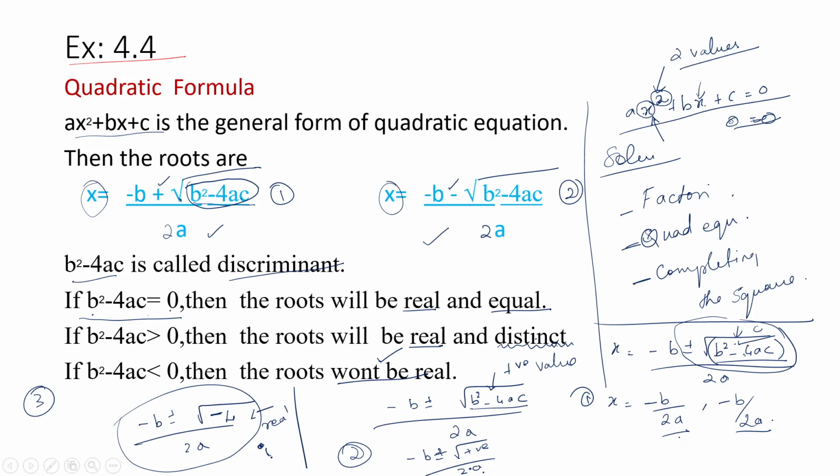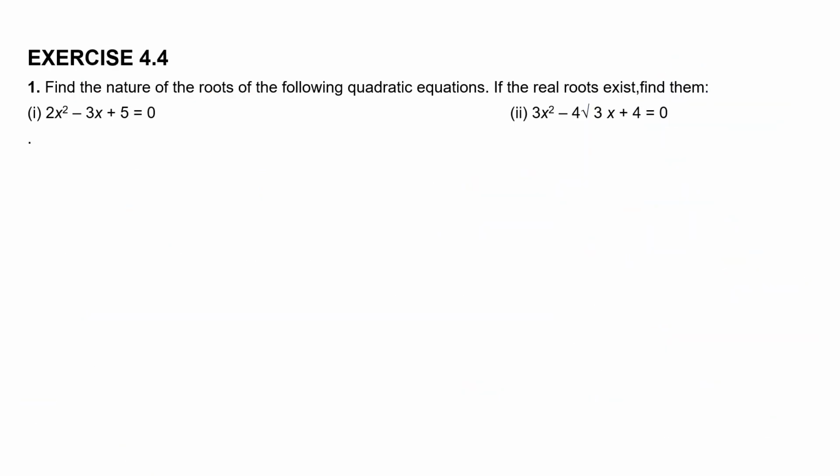Okay, so this is the whole exercise. Only 4-5 questions are there. It's easy also. Let's solve one by one. Find the nature of the roots. So this is the question. Nature of the roots means whether it is real, imaginary, equal, or distinct. If it's real, then the root exists.